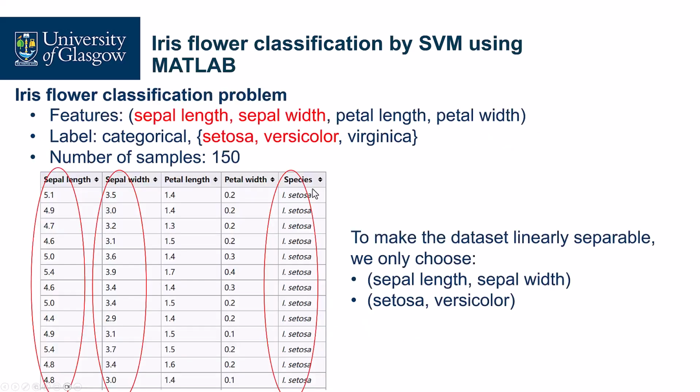Knowing this function, we can use the iris flower classification that we have shown a few times. Using these as features and these as the labels, there are 150 data points. Then we can see how to train the SVM and use it to predict something. So you can try it yourself.